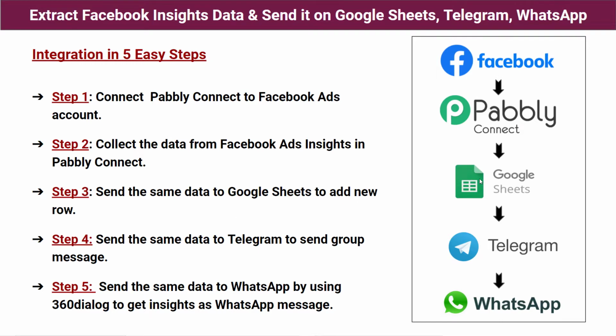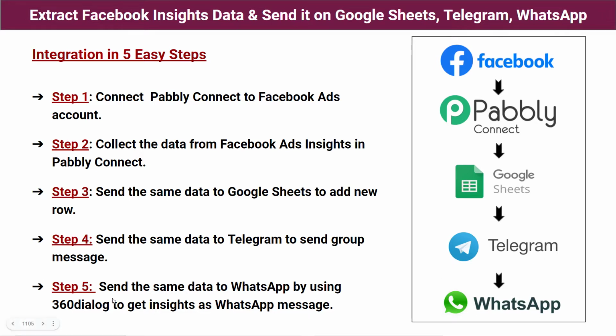Now we will integrate Google Sheets with Pabbly Connect because I want the same data of my advertisement to be captured in Google Sheet. I've created a spreadsheet in my Google Sheet account and I want the same data to be captured there. Now step number 4 says send the same data to Telegram to send group messages. Okay, now we will integrate Telegram with Pabbly Connect because I have created a group in my Telegram account where I want the same message, the same data of my Facebook Insight ad to be sent as a message on the group.